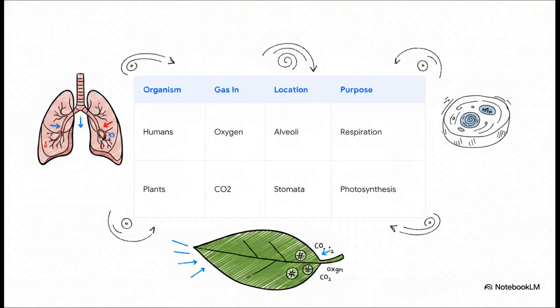Okay, the stakes here are absolute. If diffusion stops, aerobic respiration stops. And if aerobic respiration stops, life stops. It's that simple. Different living things rely on this incredible mechanism in their own unique ways to swap out life-saving gases.